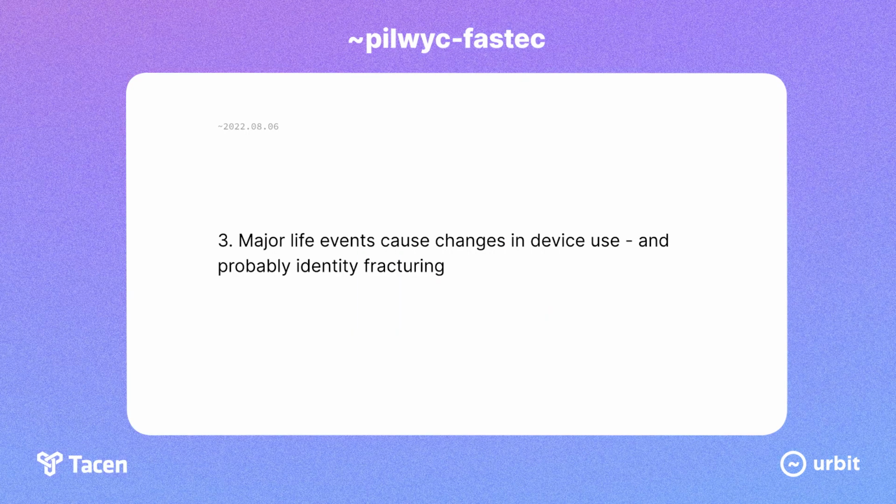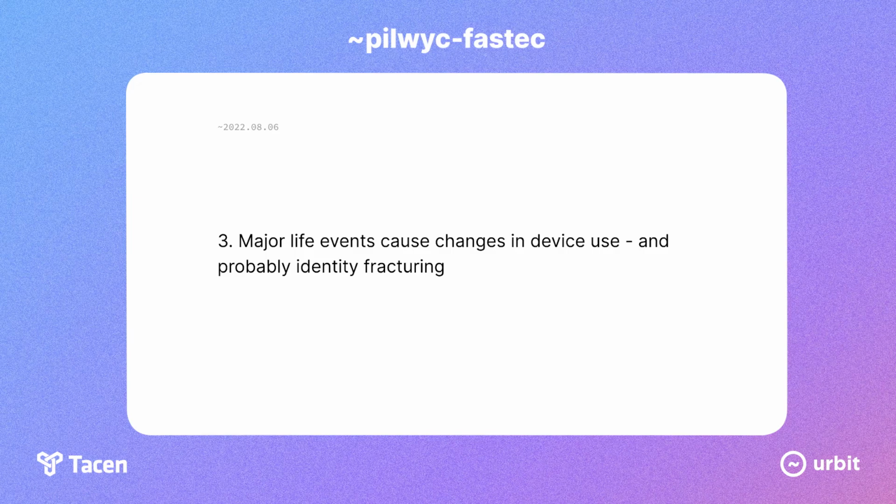The third thing is that major life events cause changes in device use, and then probably identity fracturing. I mentioned that earlier, about the identity fracturing when, say, someone moves in, or they move to a bigger house, or they have children. That's what I mean by major life events. But that's also when people will choose, in some cases, to disable devices, right? If they had a bunch of video cameras previously, the moment they have a child, they start to worry about data about their child going off to a third party. They will, in some ways, just remove all of those cameras.